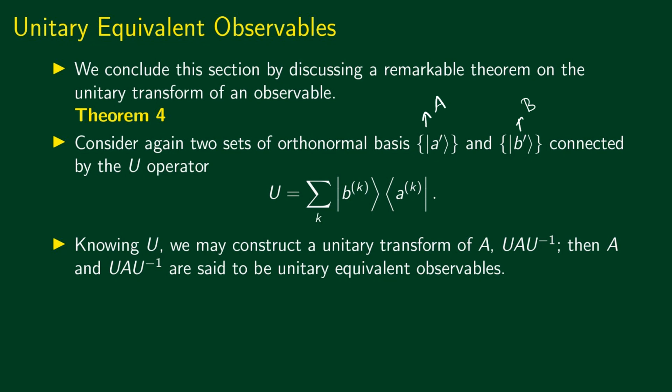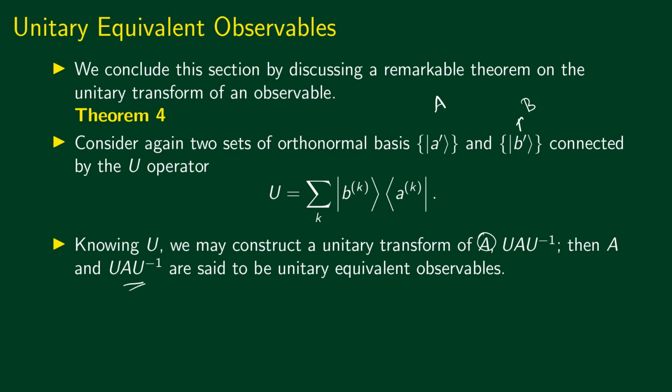This means that I can take every eigenket in this set and go to a corresponding ket in this set by the action of this unitary operator. I think we have seen this. Now, knowing U, we may construct a unitary transform of operator A, which is given by U A U inverse. Then A and U A U inverse are said to be unitary equivalent observables. When we say these are unitary equivalent, what we mean is that they have the same eigenvalue spectrum, as we are going to see.